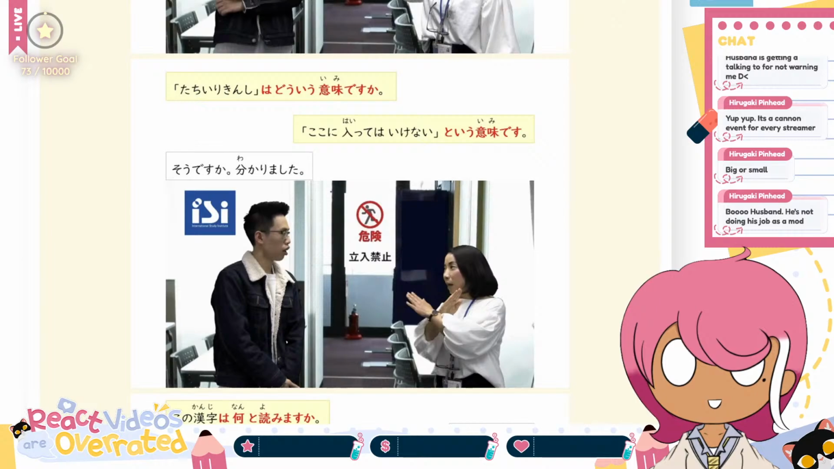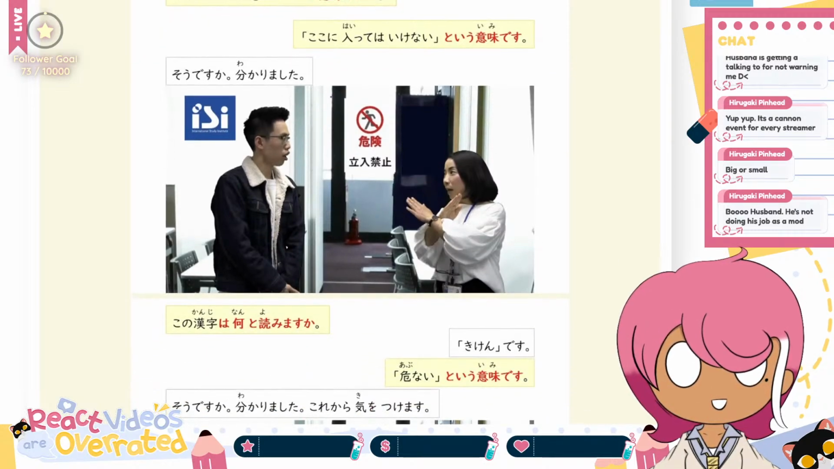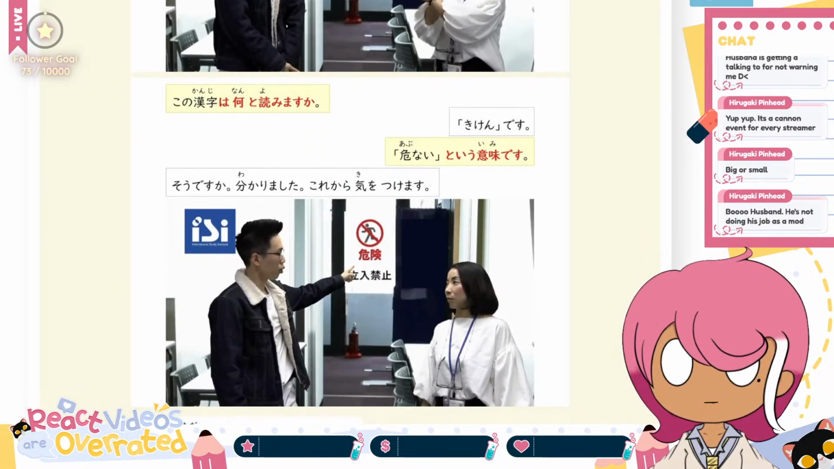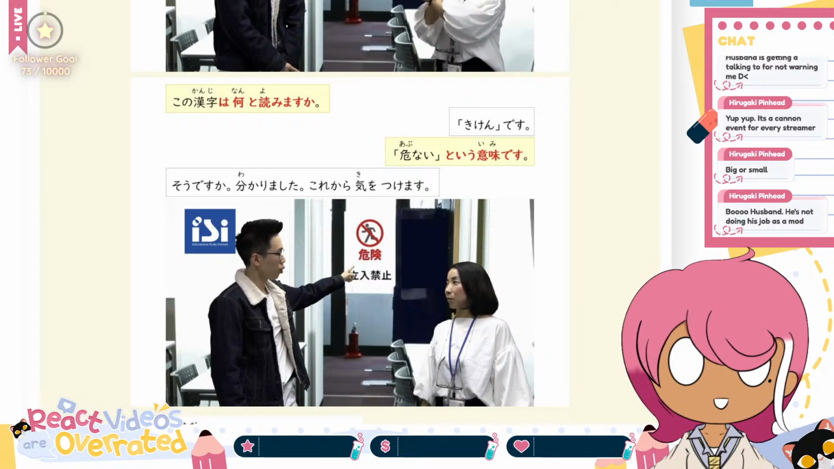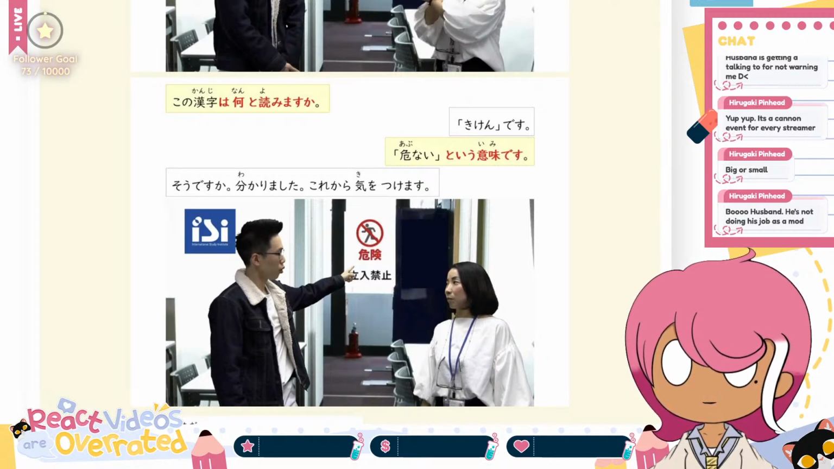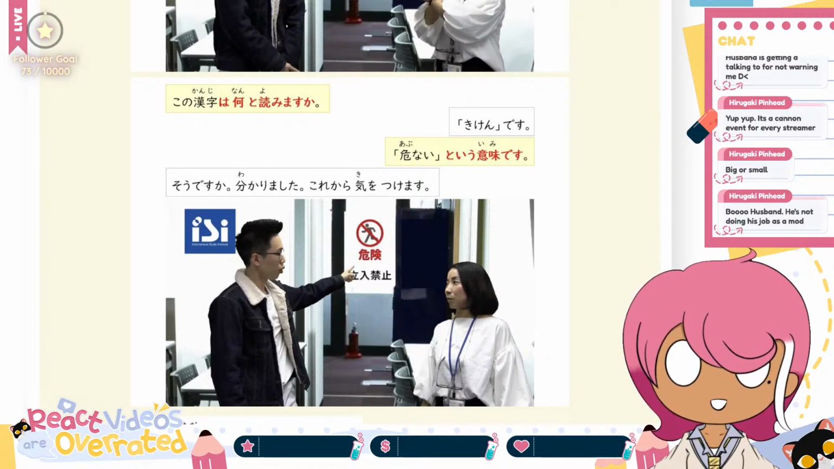入って, to enter. But saying it as いけない, to not. そうですか。わかりました。Really? I understand. この漢字は何と読みますか? This kanji. How do you read it? 危険です。It's 危険。危ないという意味です。It means dangerous. そうですか。わかりました。これから気をつけます。Some of these are hard to say.